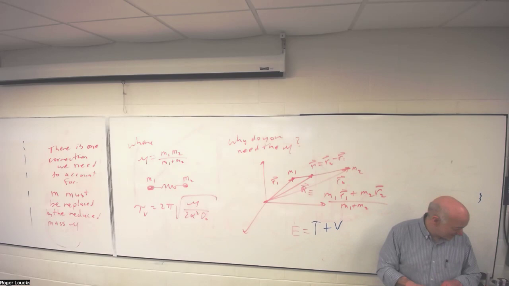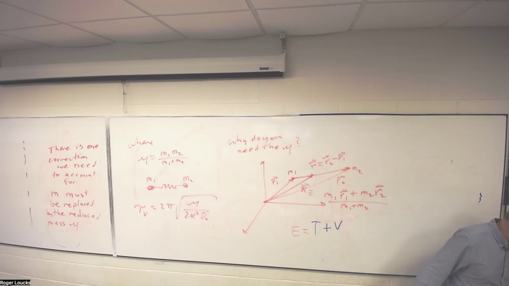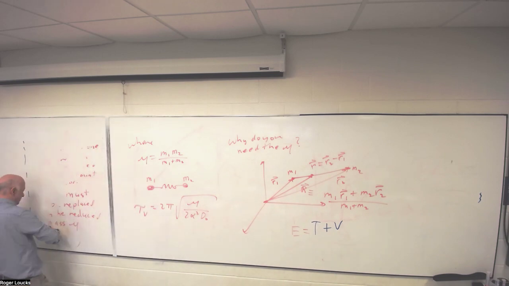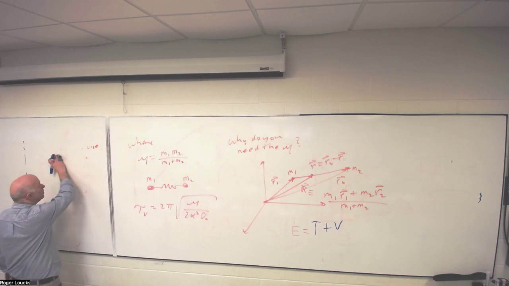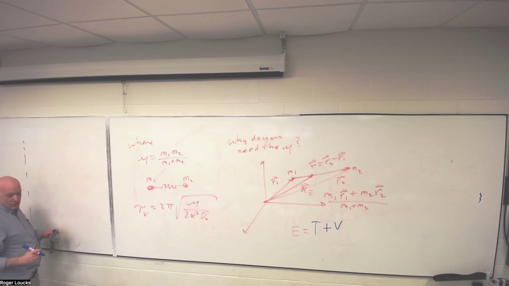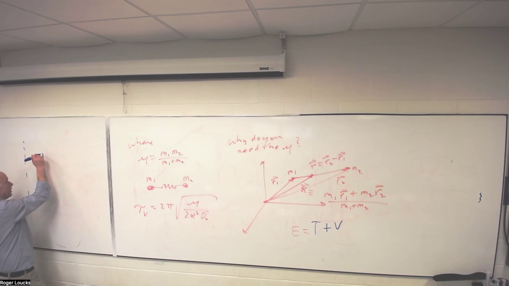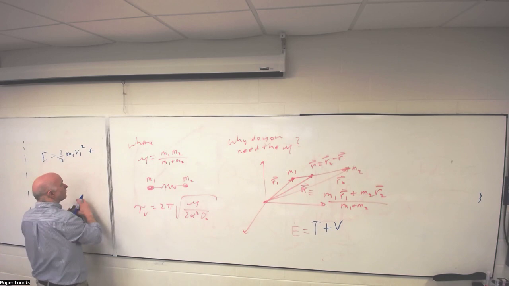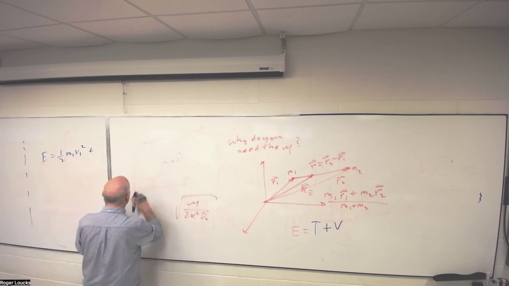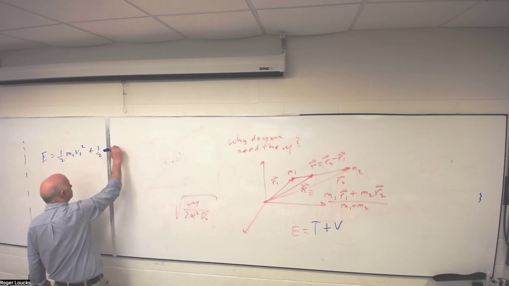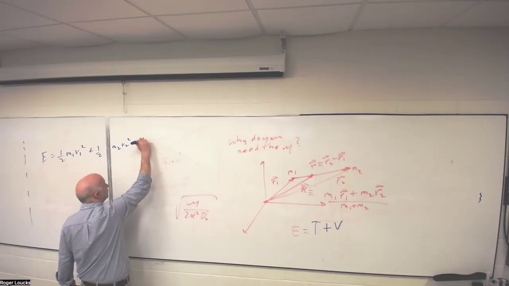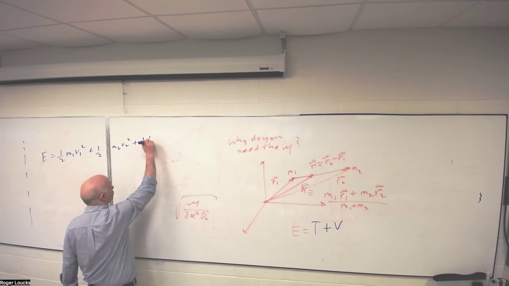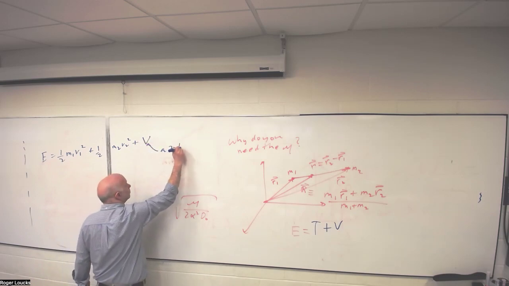So how do we write the kinetic energy always? One half M V squared. So what would it be in this case? It would be the sum of kinetic energies of both. So the E here is going to be one half M1 V1 squared plus one half M2 V2 squared plus the potential energy. And we're taking a two-body potential energy, so this is going to be a two-body potential, V of R1 and R2.